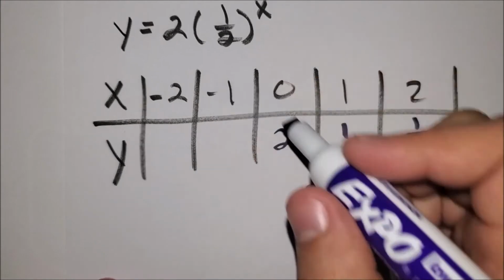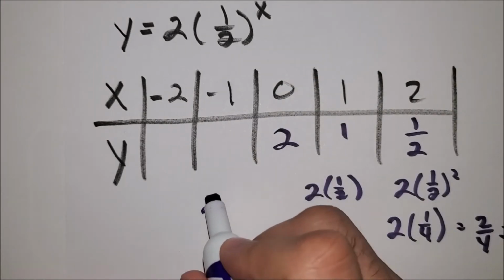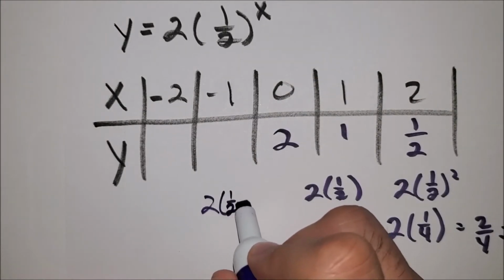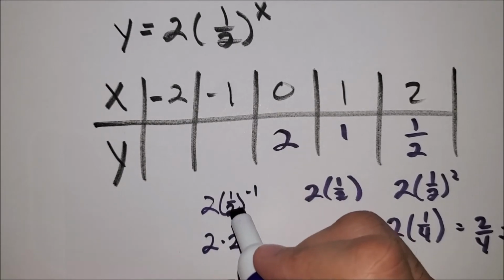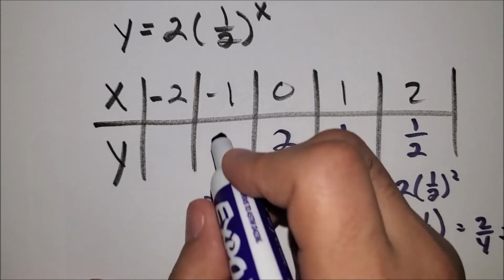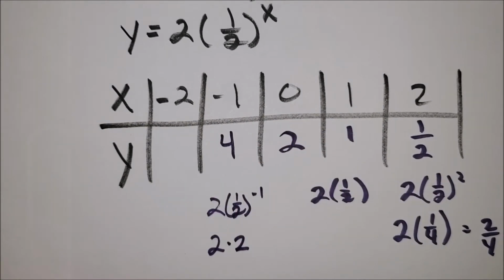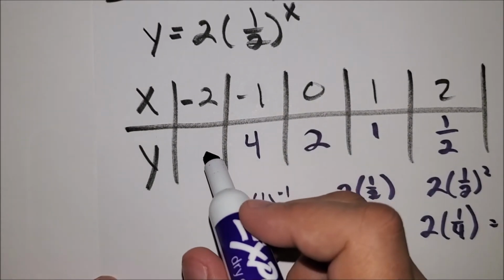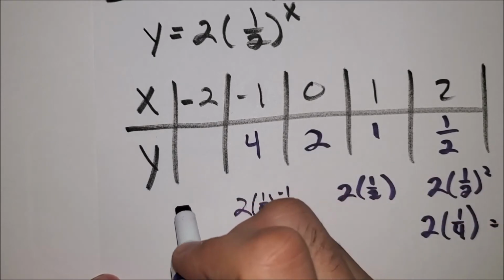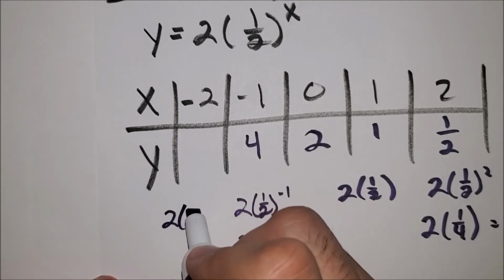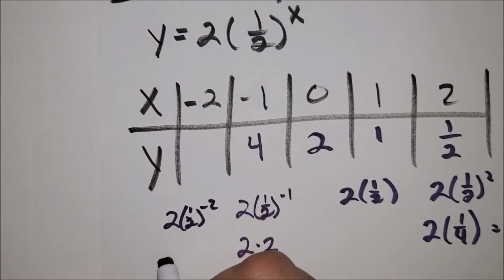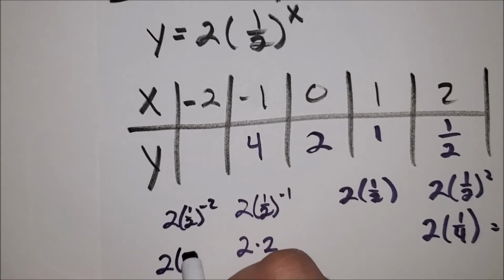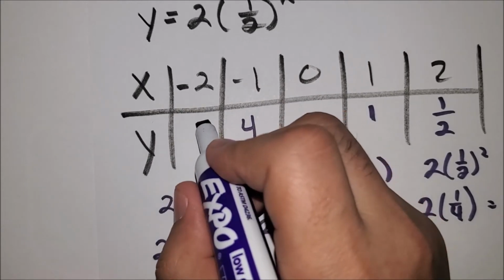So let's look at our negatives. This is 2 times 1/2 to the negative 1, which is 2 times 2, because we flip this. This gives us 4. Then over here, we get 2 times 1/2 to the negative 2. This is 2 times 2 squared, which is 4, and 2 times 4 is 8.